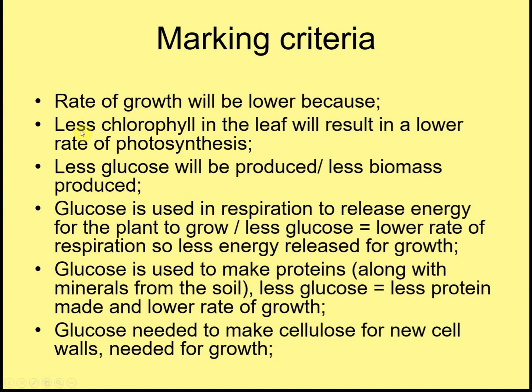So see how well you did. Did you get the idea of the lower rate of photosynthesis because less light being absorbed? Did you get less product? Did you make links between what the glucose product is used for and how that links into plant growth? Go back in, mark your work, re-note, write a better answer, have a look at this mark scheme, blank the screen, and have another go at writing the question again.